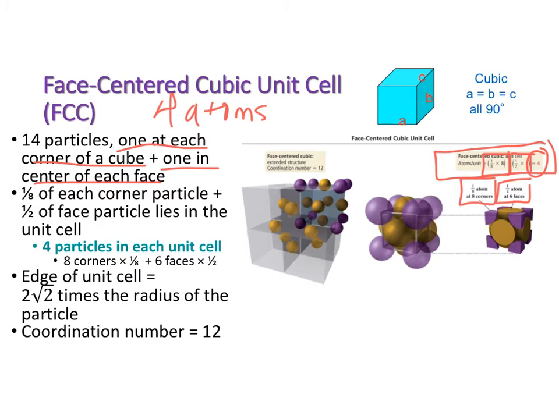And then to calculate the edge of the unit cell, it would be 2 times the square root of 2 times the radius of each particle. And here the coordination number is even higher. So that means that we're packing even more particles per unit cell. So the coordination number is 12.